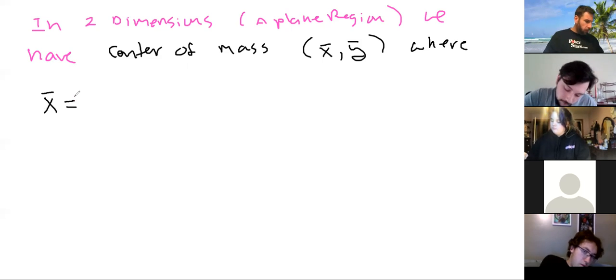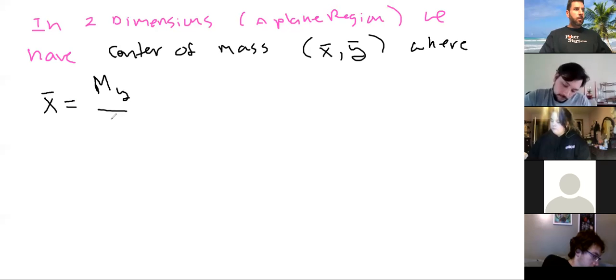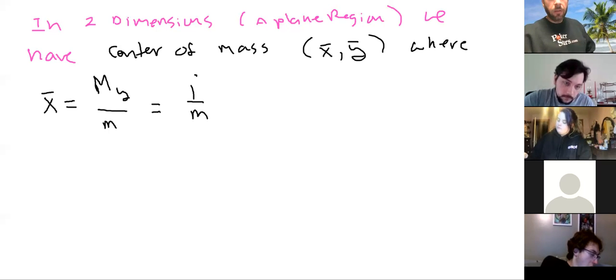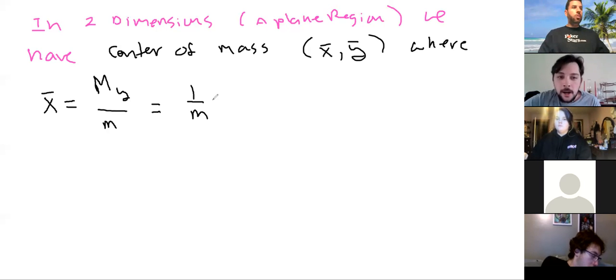Now this is going to seem a little counterintuitive. I'm going to write this as capital M sub y over lowercase m. Now what is capital M sub y? Well, let's write this a little cleaner. Let's write it 1 over m. By the way, m here is still the mass. And so what is this integral? What is m sub y?